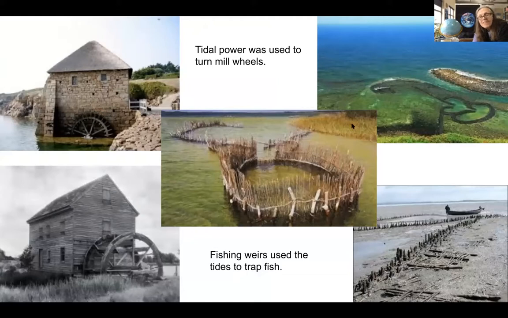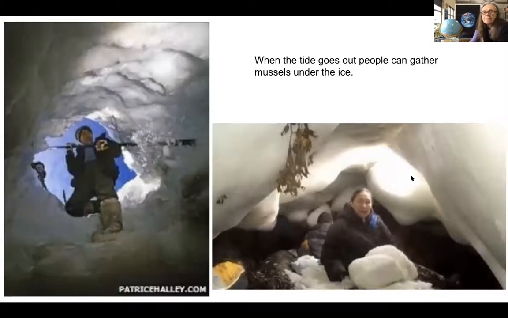People also used the tide as a way to trap fish. The fish would come in with the water on high tide. They had the trap set up, and then when the tide went out, the fish were trapped. These are called fishing weirs, and these were used all over the world by people in coastal areas. In some places, if the tide goes out and the sea ice is frozen on top, you can go down under the ice as the tide goes out and gather mussels. But again, you have to be careful to get out of there quick.